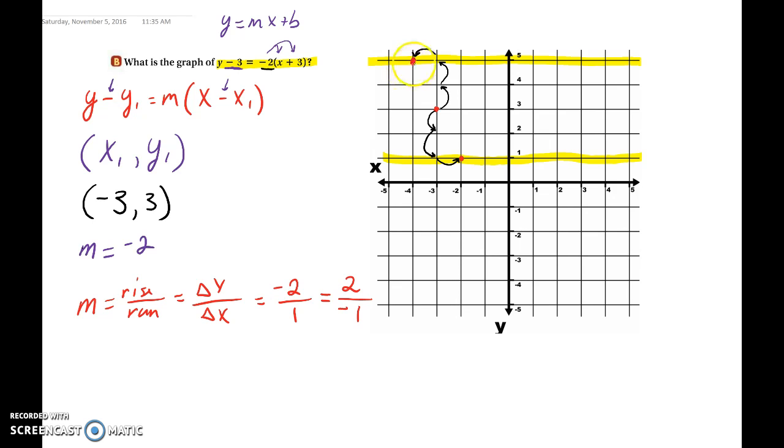Now you'll take a straight edge and draw a line going through these points, and that is our graph of y minus 3 is equal to negative 2 times x plus 3. That's it for this video. Then we're going to go to finding equations of slope intercept and point slope form.